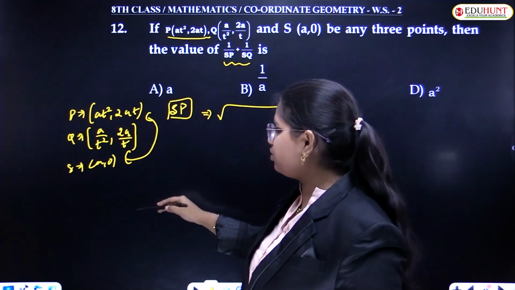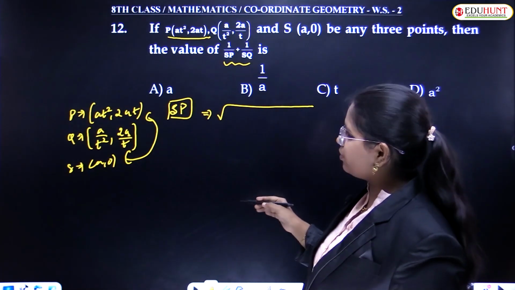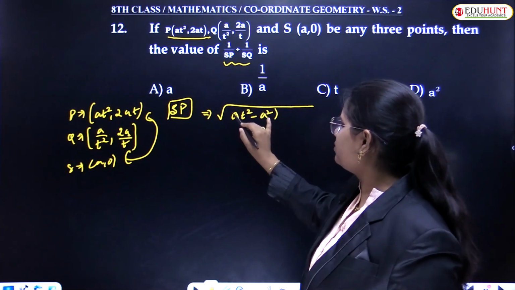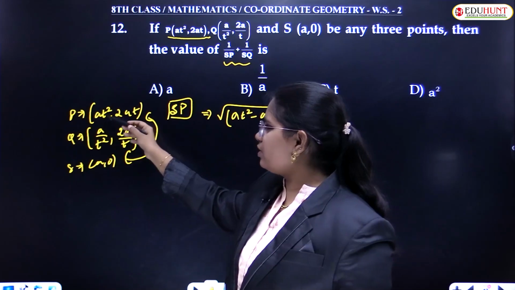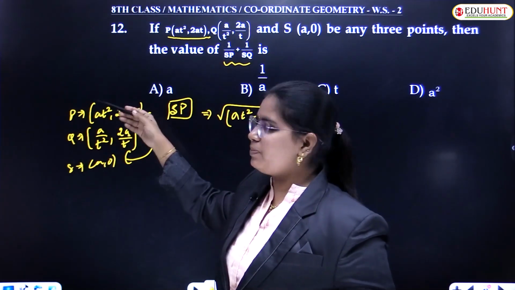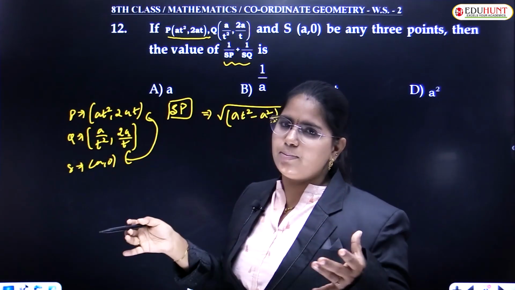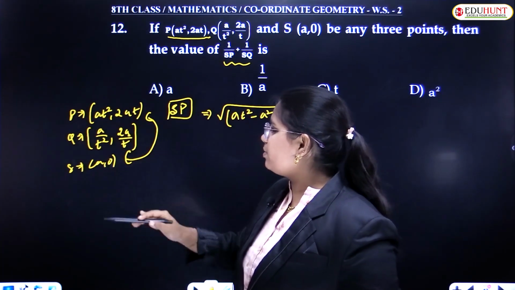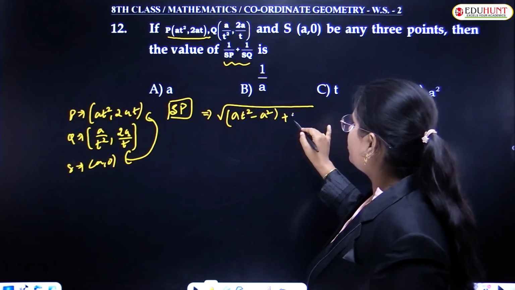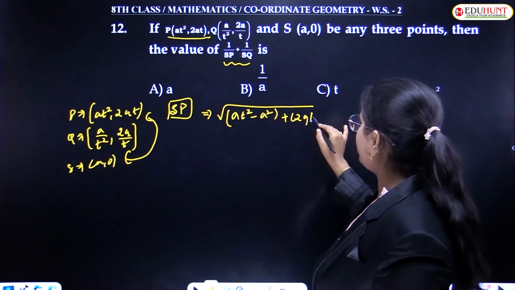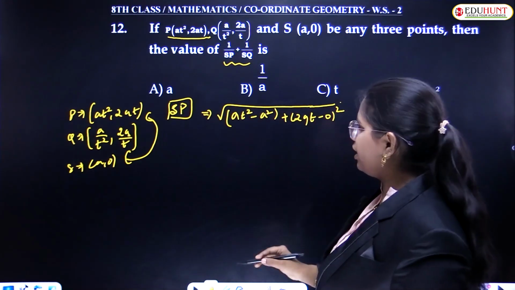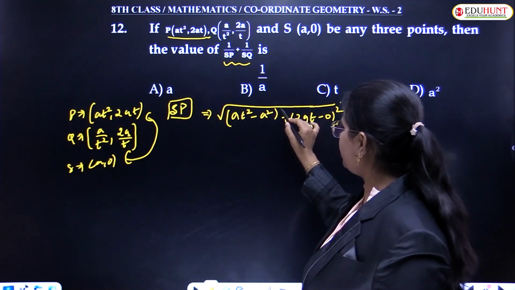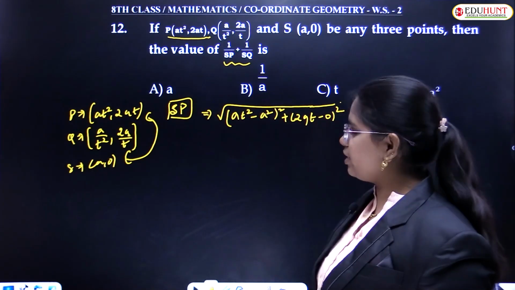You should get habituated to this. x2 minus x1 whole square can be a minus at square, or at square minus a square, anything. It can be vice versa. For SP, you need not take S as x1, y1; there is no such rule like that. So, (at square minus a) whole square, and y2 minus y1 whole square is (2at minus 0) whole square.